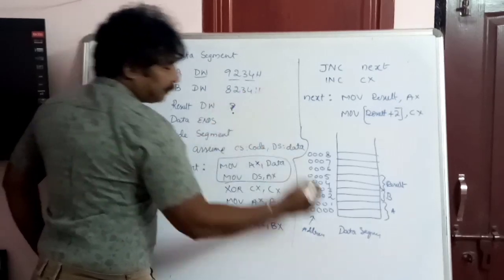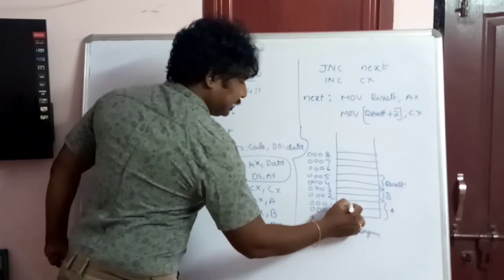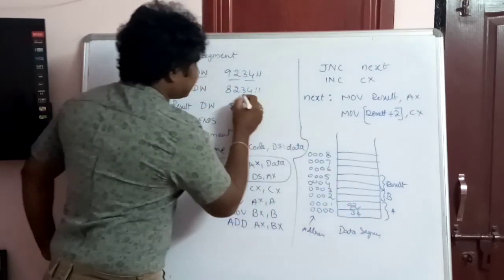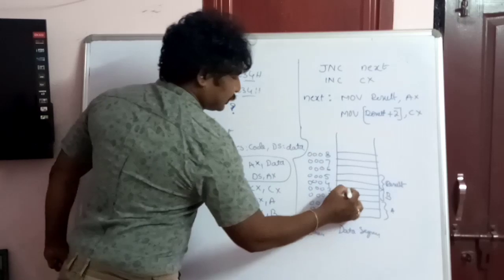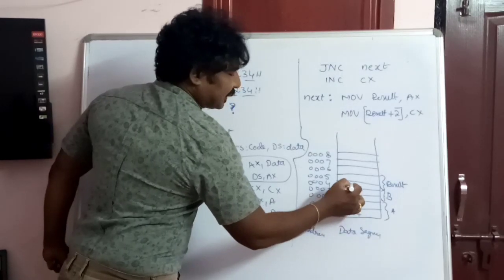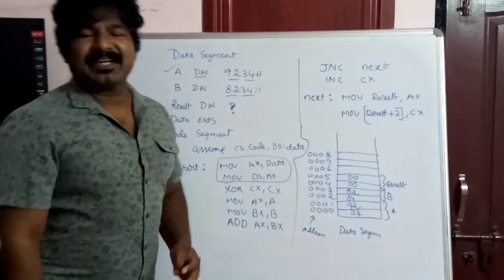Okay, so in A, what is the value that we stored at that location? That is 34, the lower byte, so that will be the one first stored here. Then 92. Similarly for this also 34, and this is 82, and the result is initially 0. So this is the picture of your data segment.